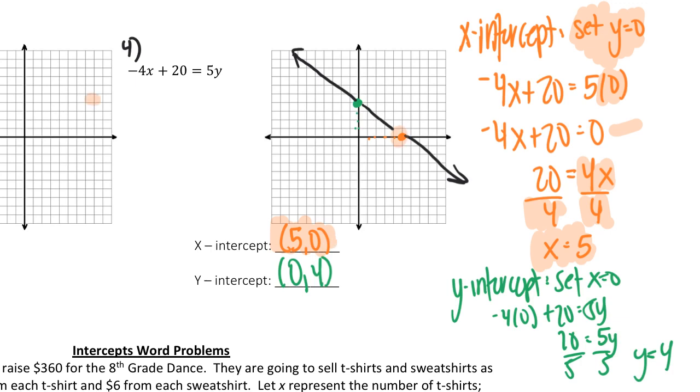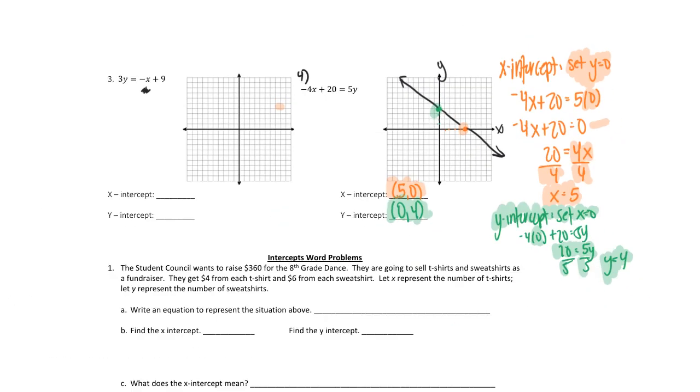Your y-intercept, on the other hand, you set the x equal to 0. So I plugged in 0 for x. You get 20 equals 5y. Divide by 5, the number in front of y. You get y equals 4. Make sure to write that as an ordered pair. It goes on your y-axis up at the top. You got your linear function. We're going to take it one more step and try out a word problem down below.